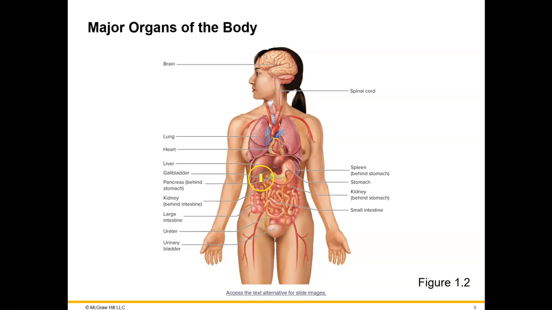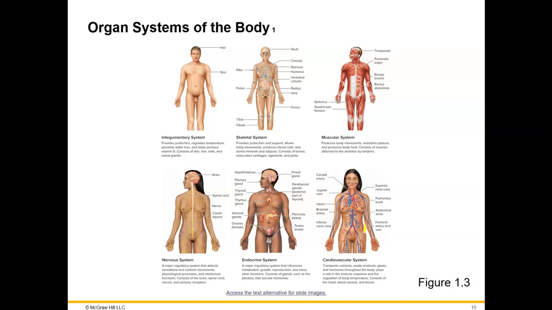The gallbladder is attached actually to the liver. And then the kidneys are behind everything. So the kidneys are actually close to your back. And you can see the outline of one here. Okay, so these are just some of the major organs.